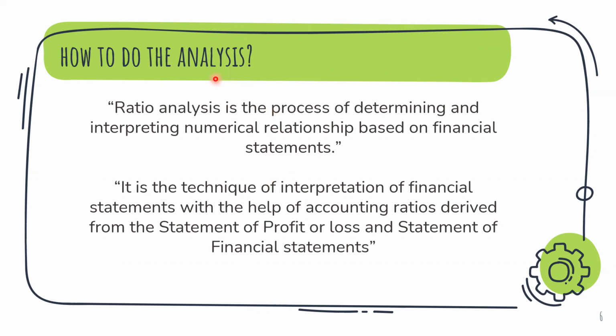So, how are we going to do the analysis? The analysis can be done through financial ratios. Ratio analysis is the process of determining and interpreting the numerical relationships based on financial statements. So we are going to use the information presented in the financial statements and analyze it using financial ratios. It is the technique of interpreting financial statements with the help of accounting ratios derived from the statement of profit or loss and the statement of financial position.